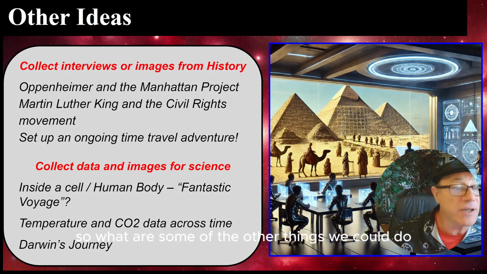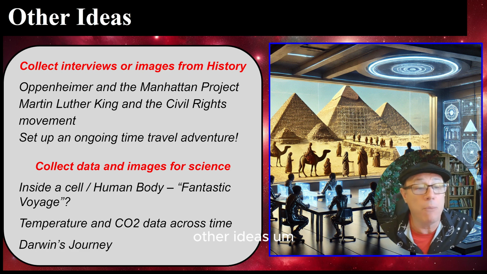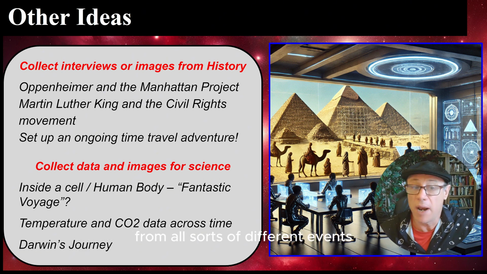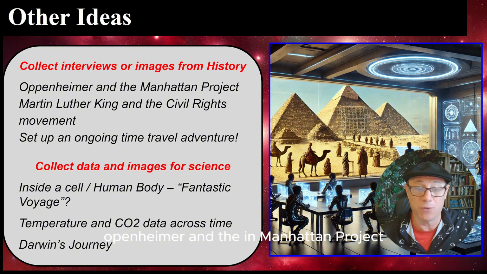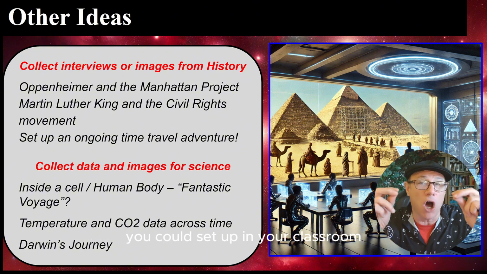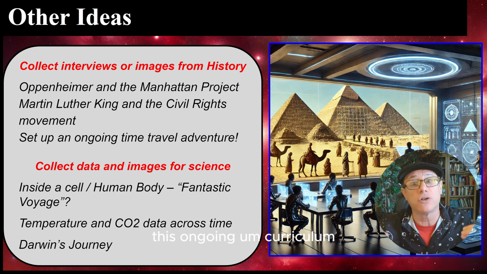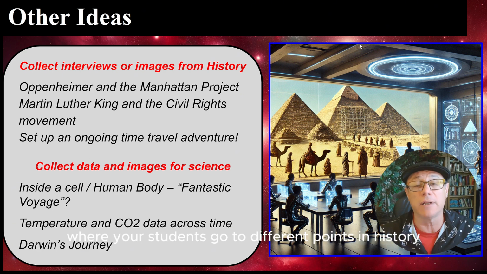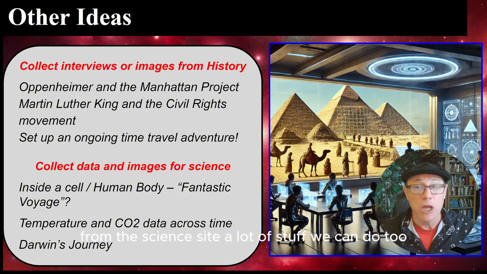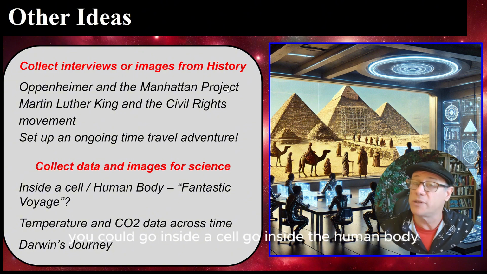So what are some of the other things we could do? Other ideas. We could collect interviews or images from history from all sorts of different events. Oppenheimer and the Manhattan Project, Martin Luther King and the Civil Rights Movement. You could set up in your classroom this ongoing curriculum where your students go to different points in history and collect images and interviews. From the science side, a lot of stuff we can do too. You could go inside a cell, go inside the human body. You guys remember Fantastic Voyage?